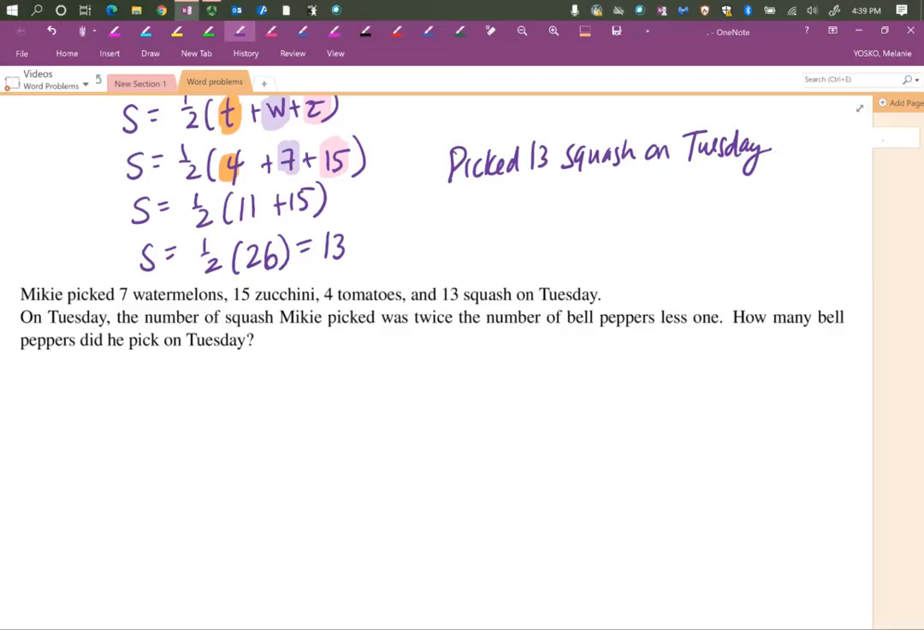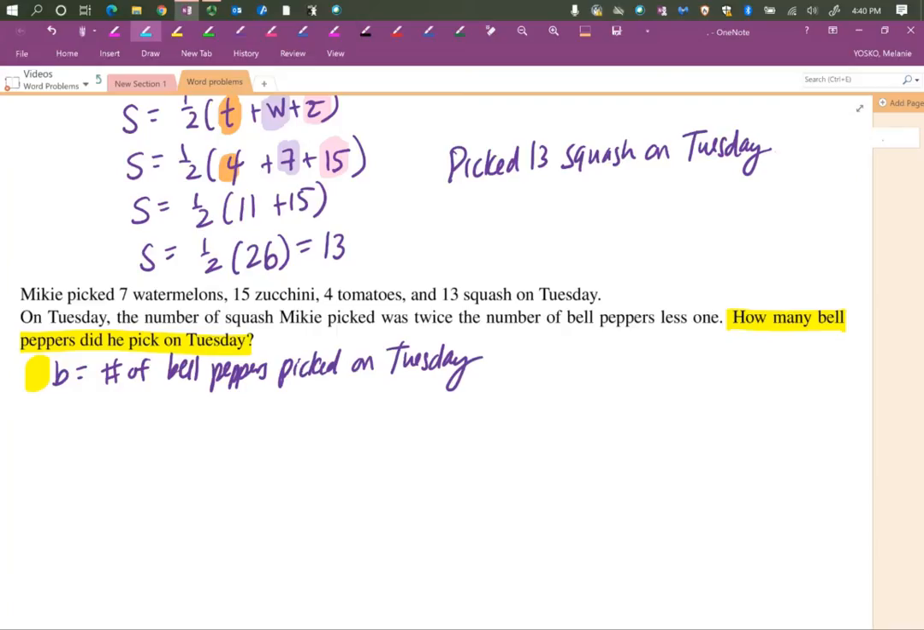Okay, hopefully you've done that. We go to the question. How many bell peppers did he pick on Tuesday? So that's how we're going to define our variables. B will be the number of bell peppers picked on Tuesday. So then we go to the sentence. The number of squash Mikey picked. Okay, so probably should think about squash. S will be the number of squash he picked on Tuesday.